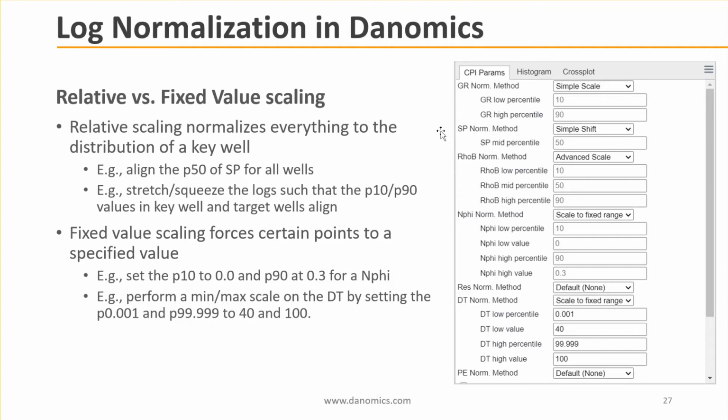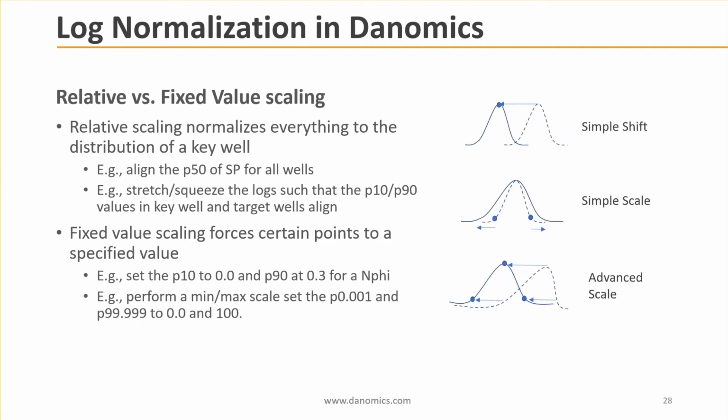Fixed value scaling, for example, you can set the P10 to 0 and the P90 to 0.3 for a neutron, or you can do a min-max scale on the DT by choosing a very low percentile and a very high percentile, and setting that to 40 and 100, for example. So we try to offer you a lot of flexibility, but the key is that we try to make this something you can do with a single click, and then it's applied to all the wells essentially instantaneously. And once again, this is just the schematic that shows you how that works with shift, simple scaling, and advanced scaling.